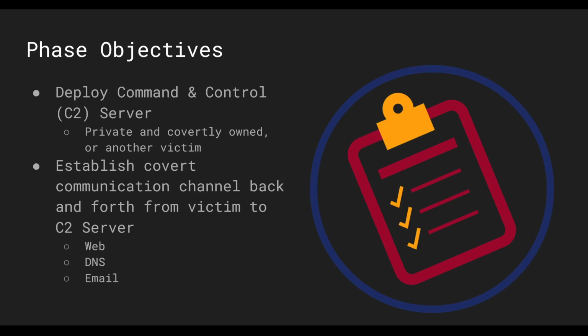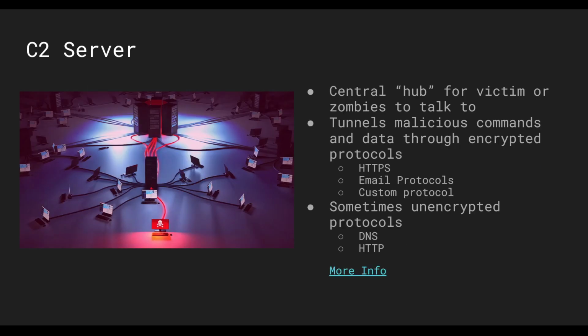Then from there, once they're on the victim device, they need to establish a covert channel back and forth. It's a two-way communication between the victim and the C2 server. So it's not as simple as it sounds. How would these two talk back and forth? Well, we're going to talk more about that in this presentation. First, we're going to talk about that C2 server, that central hub for the victims or zombies to talk to. What is that server?